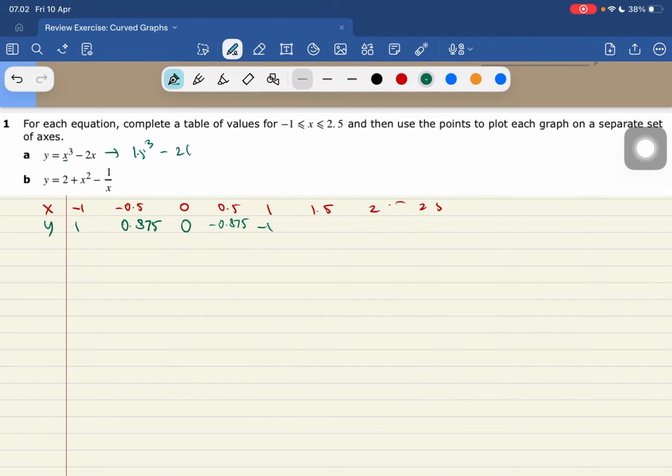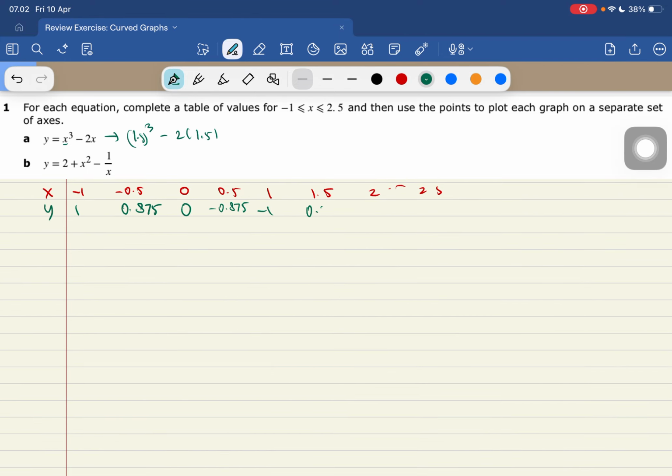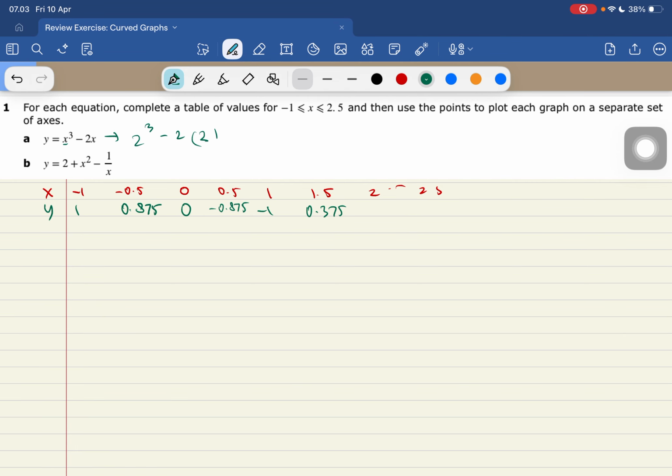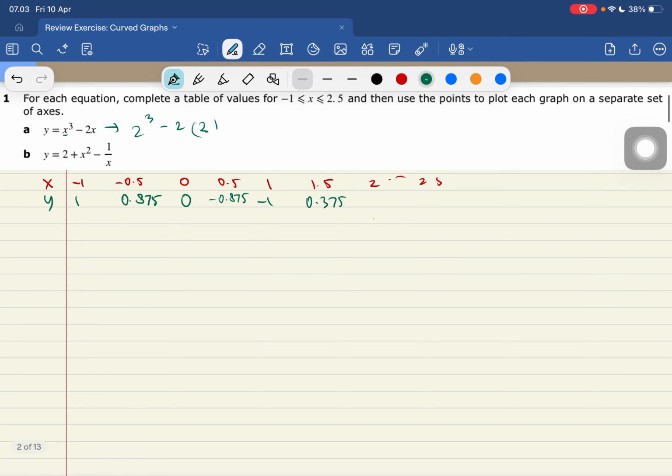So it's 1.5 cubed minus 2 times 1.5, and we will get the answer 0.375. Now it's 2, so we just substitute 2: 2 cubed minus 2 times 2, so we get the answer 4. Next, if x is 2.5, we just substitute 2.5, also 2.5, and we get the answer 10.625. Here is the table.